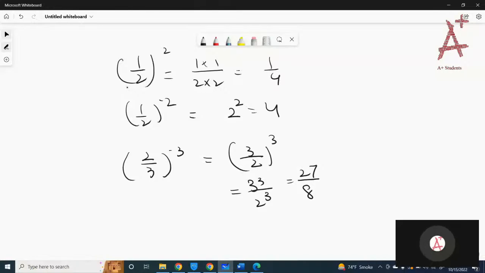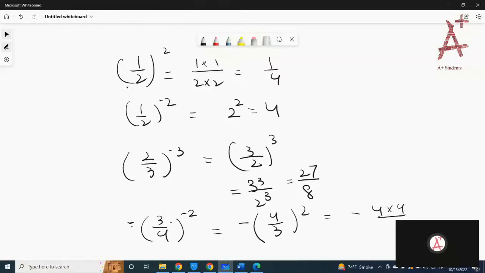Okay, the next one is negative 3 over 4 and negative 2. Okay, this negative sign is outside the bracket, just write it as it is. Take the reciprocal of the fraction and make the power positive, 4 by 3 and now 2. Got it? Just calculate the squares, negative 4 times 4 and 3 times 3. So it would be negative 16 over 9. Got it?